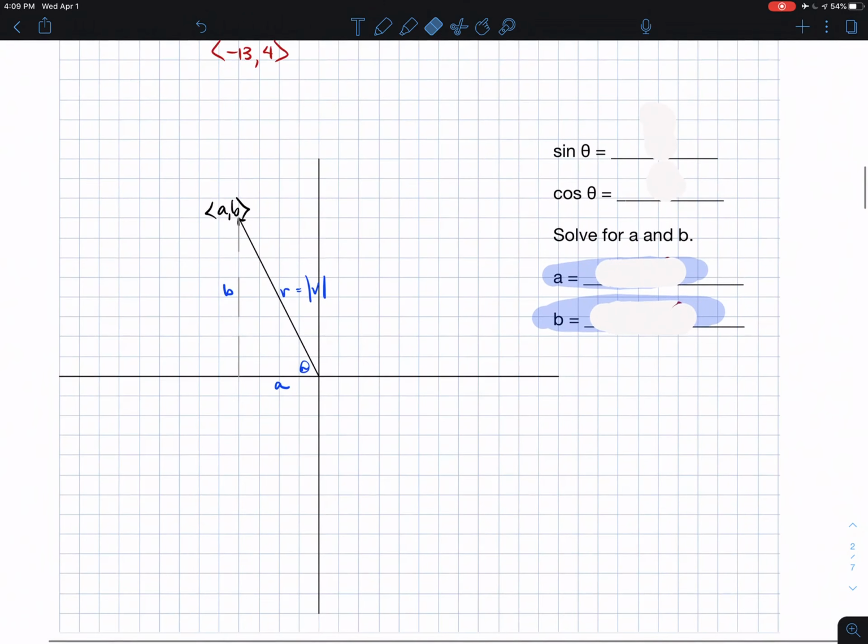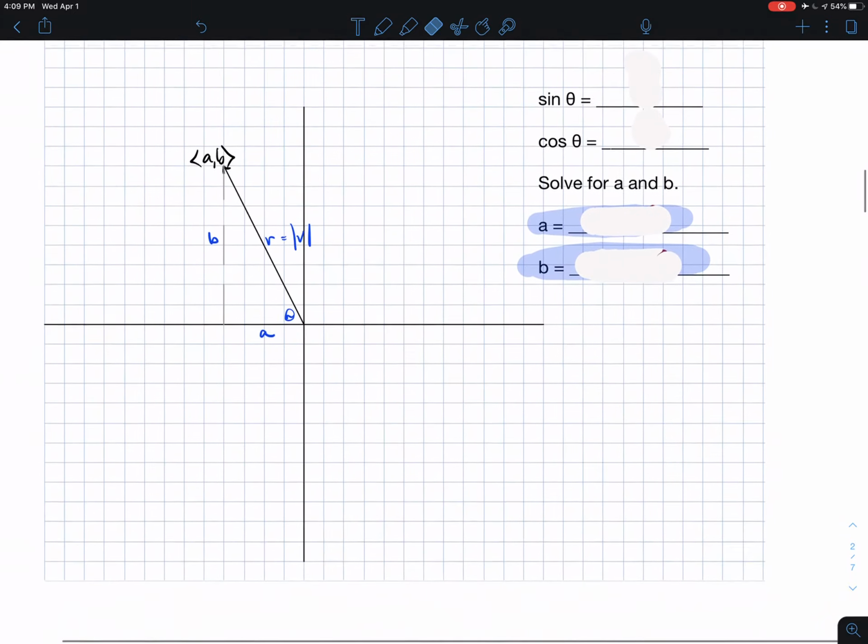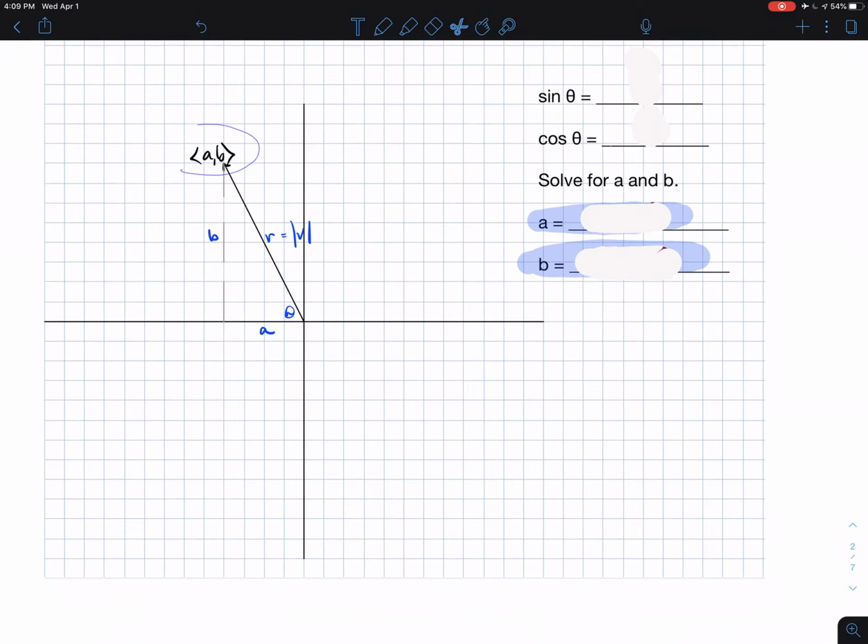All right, next, we've seen this particular picture several times in our notes. You'll notice that I'm taking the position vector ab. Remember, that means that I'm starting at the origin and I'm ending at the coordinate (a, b). So since I'm ending at the coordinate (a, b), I know that my x value is a. I know that my y value is b.